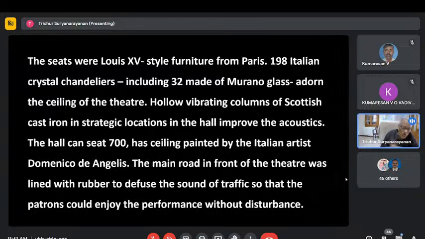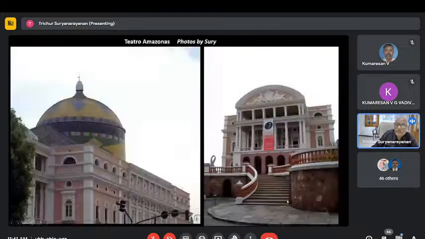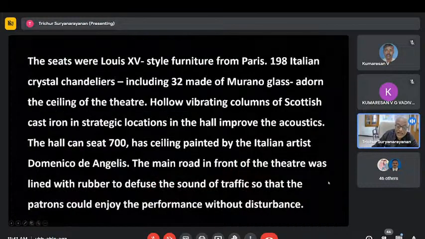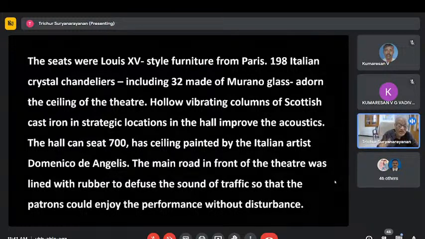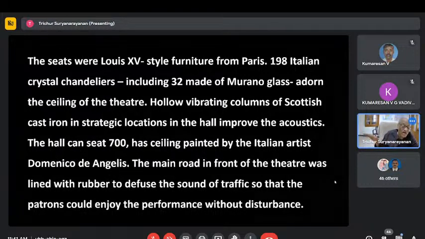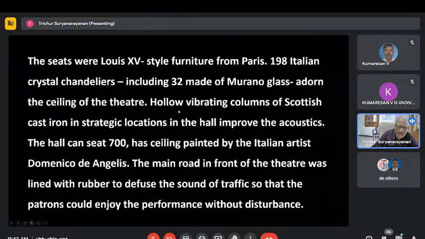And then the main road in front of the theatre, which is here, what they did was they covered it with rubber, so that when the people traveled by what you call chariots, the sound of the wheels did not disturb the people who were inside the hall listening to some performance. So they reduced the sound of the traffic by lining the street with rubber. But they had a very luxurious life.